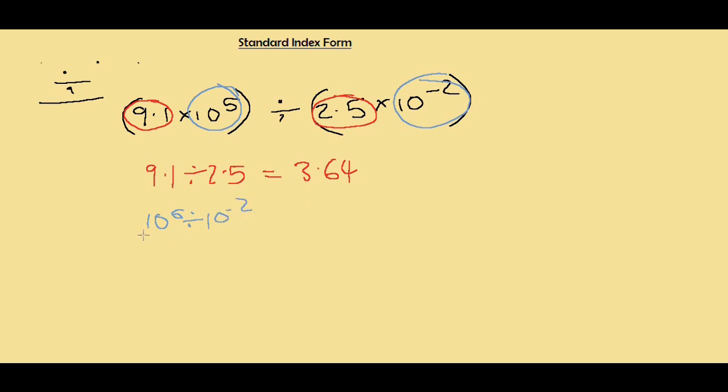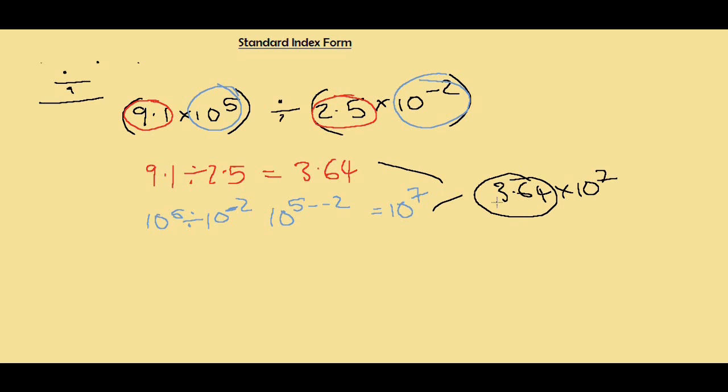Now, rules of indices, same base number here, so we're going to take the powers away. You have to be careful with this one though, because this makes 5 take away minus 2, because the power is minus 2 already. So we're taking away minus 2, which makes a plus. So that would actually be 10 to the power of 7. Then we combine the two bits together. 3.64 times 10 to the power of 7. Double check this bit. That is between 1 and 10. So this is our answer.